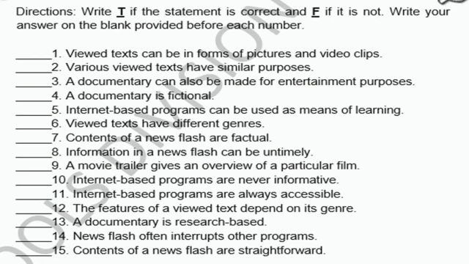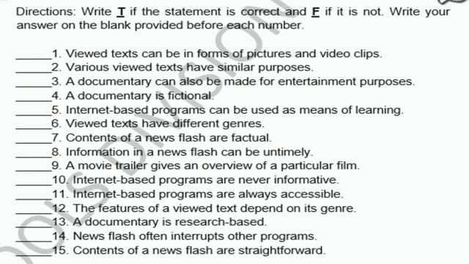For number one, viewed text can be in forms of pictures and video clips. Number two, various viewed texts have similar purposes. Number three, a documentary can also be made for entertainment purposes. Number four, a documentary is fictional. Number five, internet-based programs can be used as means of learning. Number six, viewed texts have different genres.